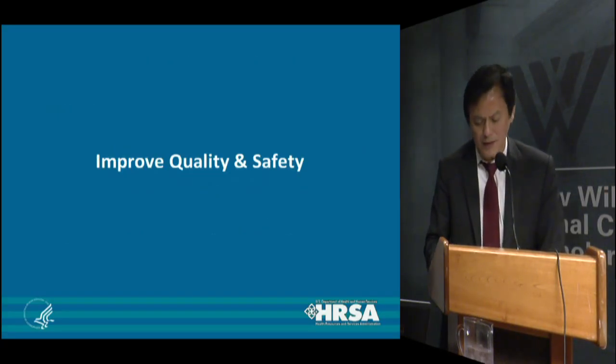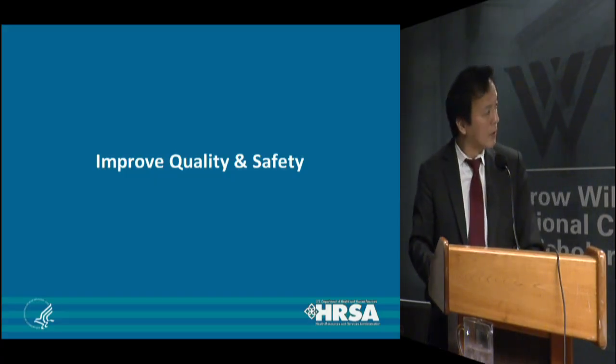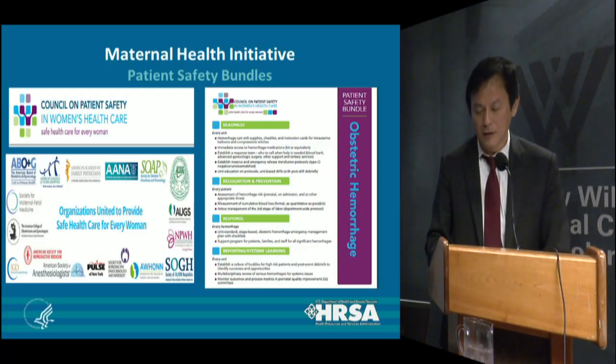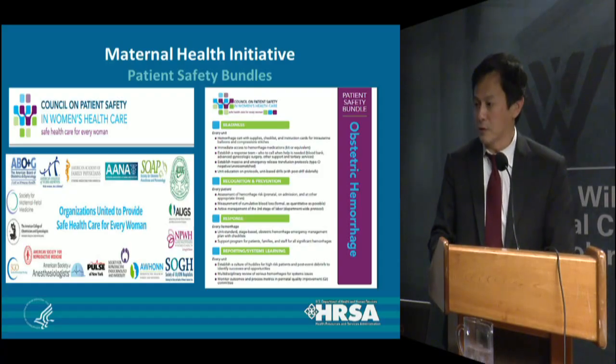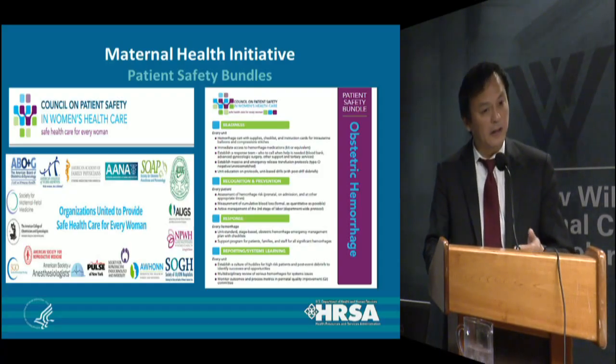Second is to improve the quality and safety of maternity care in the United States. We all know that there's plenty of room for quality improvement in the care that pregnant women receive in this country that can make a real difference in maternal mortality and severe morbidity. So in 2013, we supported the Council on Patient Safety in the creation of patient safety bundles. These bundles are best practices, guidelines, checklists, and protocols designed to improve patient safety and quality. We know that these things can make a difference.